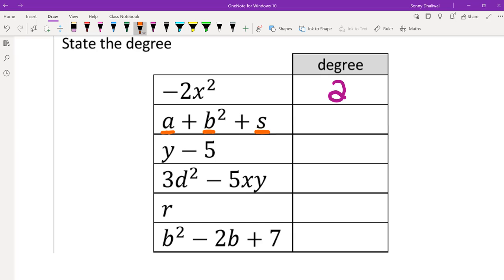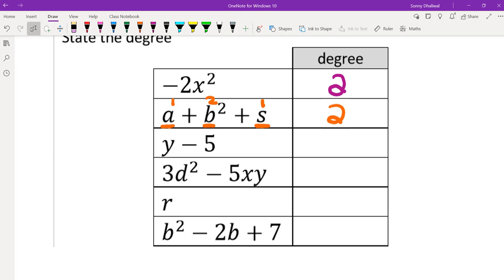We write down the degree of each one. What's the degree of the first one? 1. It's a variable. 4. What's the degree of this one? 2. What's this one? 1. What's the biggest degree we wrote down? 2. So that's the degree of the polynomial. Okay.